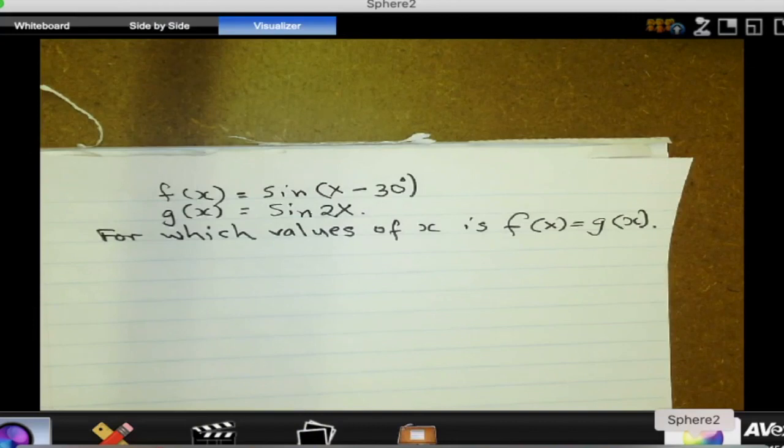f of x is equal to sine of (x minus 30) degrees, and g of x is equal to sine of 2x degrees. And it says, for which values of x is f of x equal to g of x?